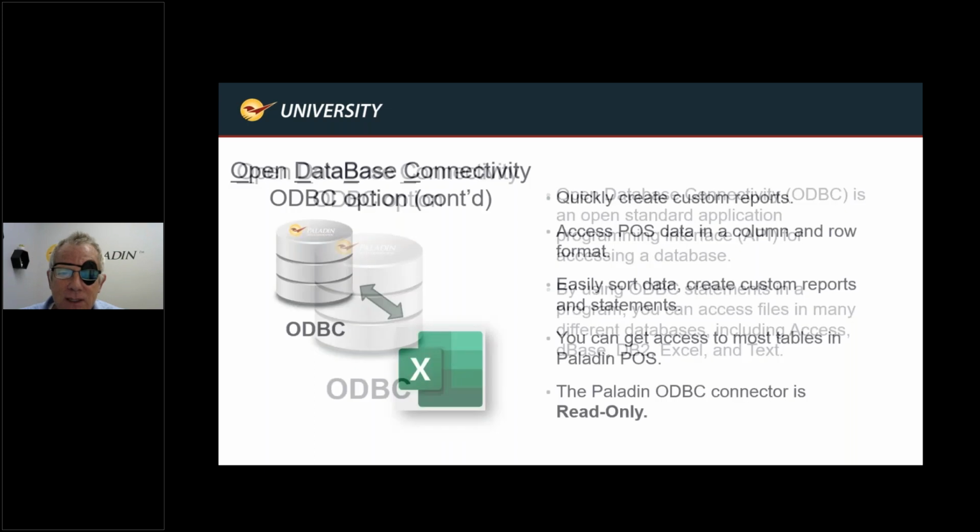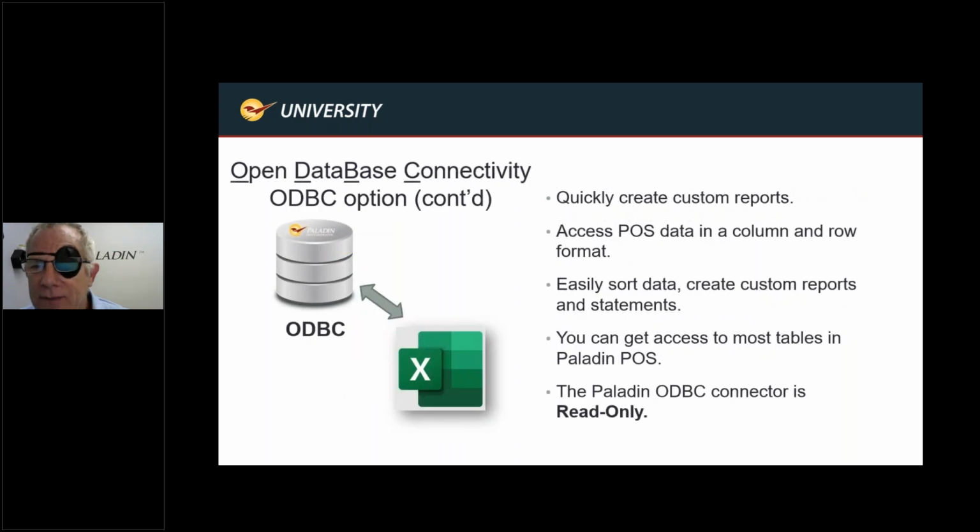So let's see how this is done. Here are some of the advantages. You can quickly create custom reports. You can access the PO data in a column and row format. And this is yet a third technique to export data out of Paladin, to pull data. That's what ODBC is all about. It's all about getting access to all the data elements in Paladin and pulling those out and bringing them into an Excel document.